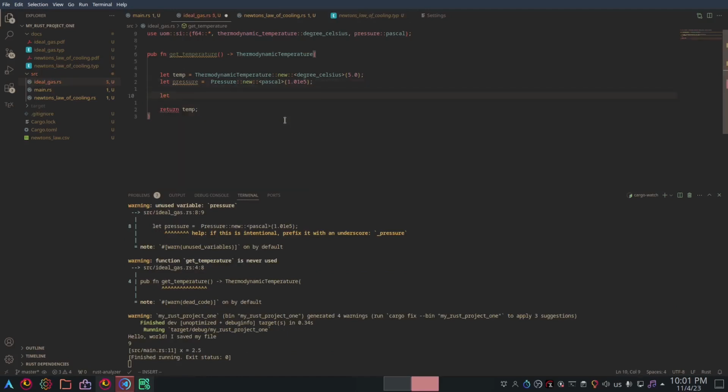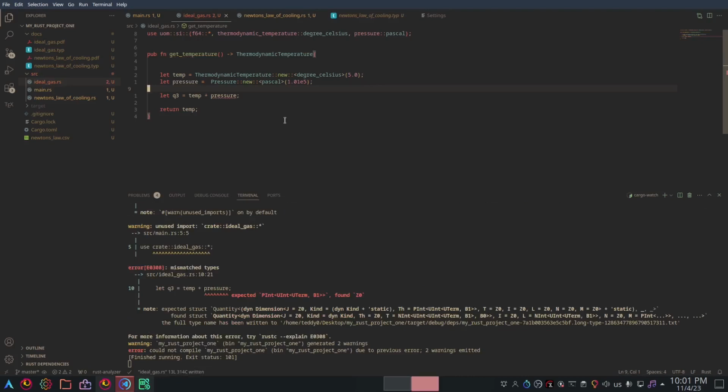And let's say you have another quantity and you try adding temperature and pressure together. You will also get a problem. Again, wrong units. If they are added together, the code won't run. That's the great thing about the units of measure.